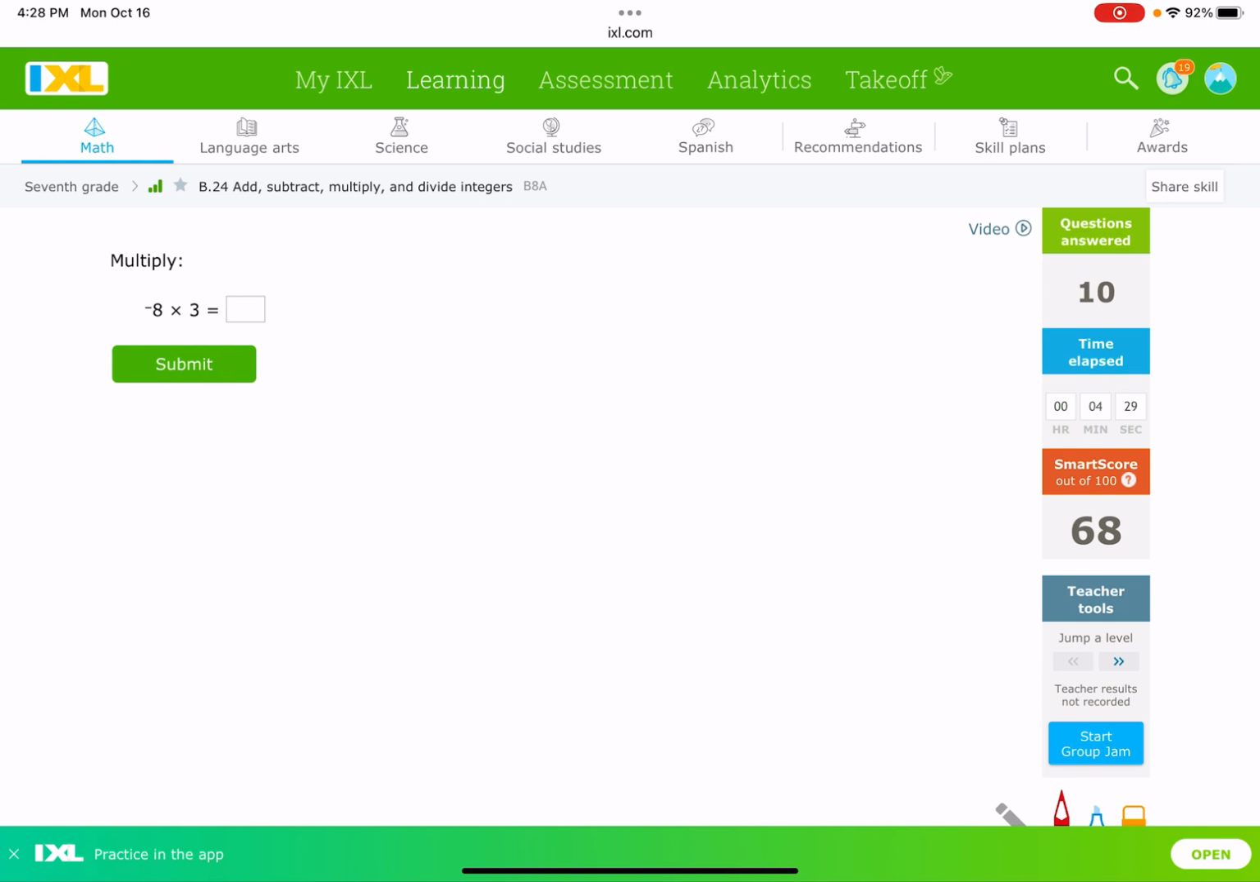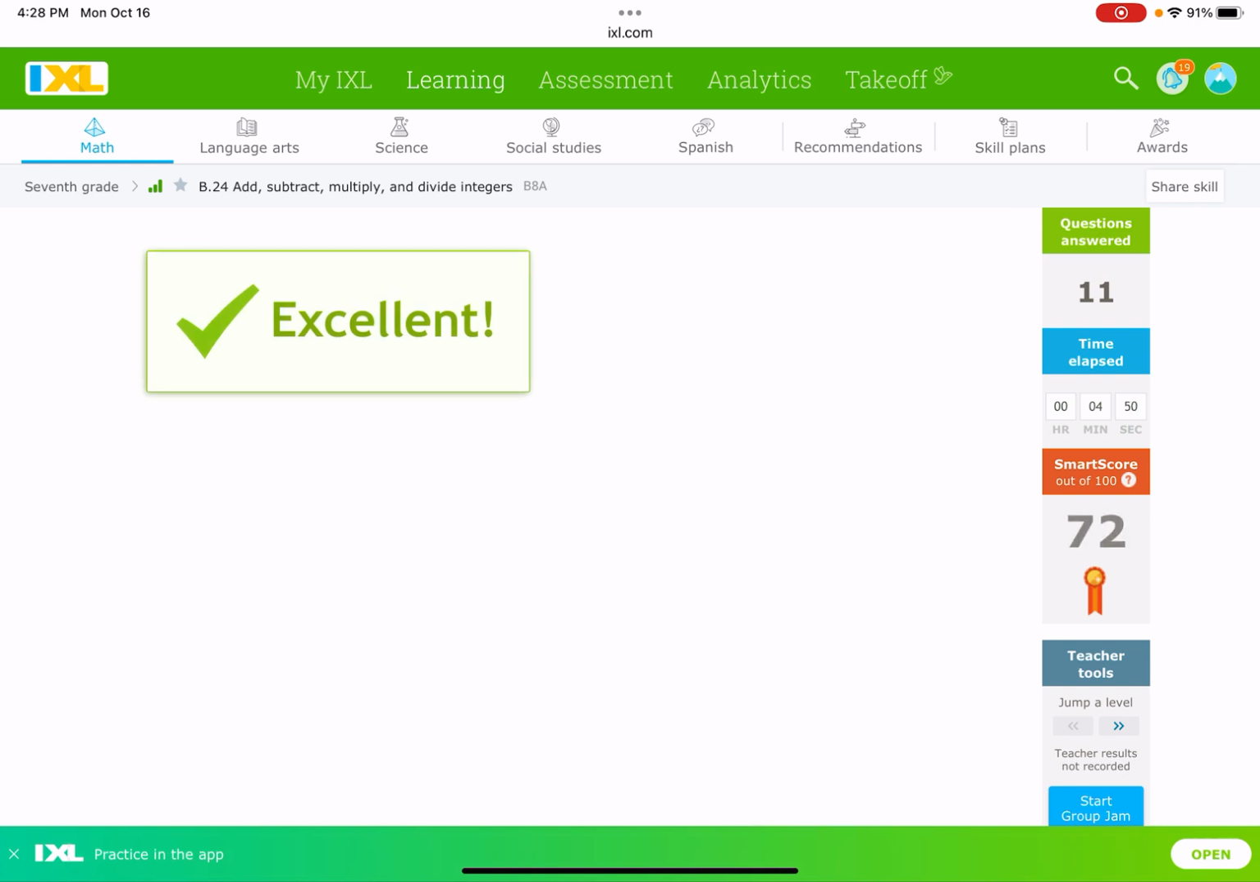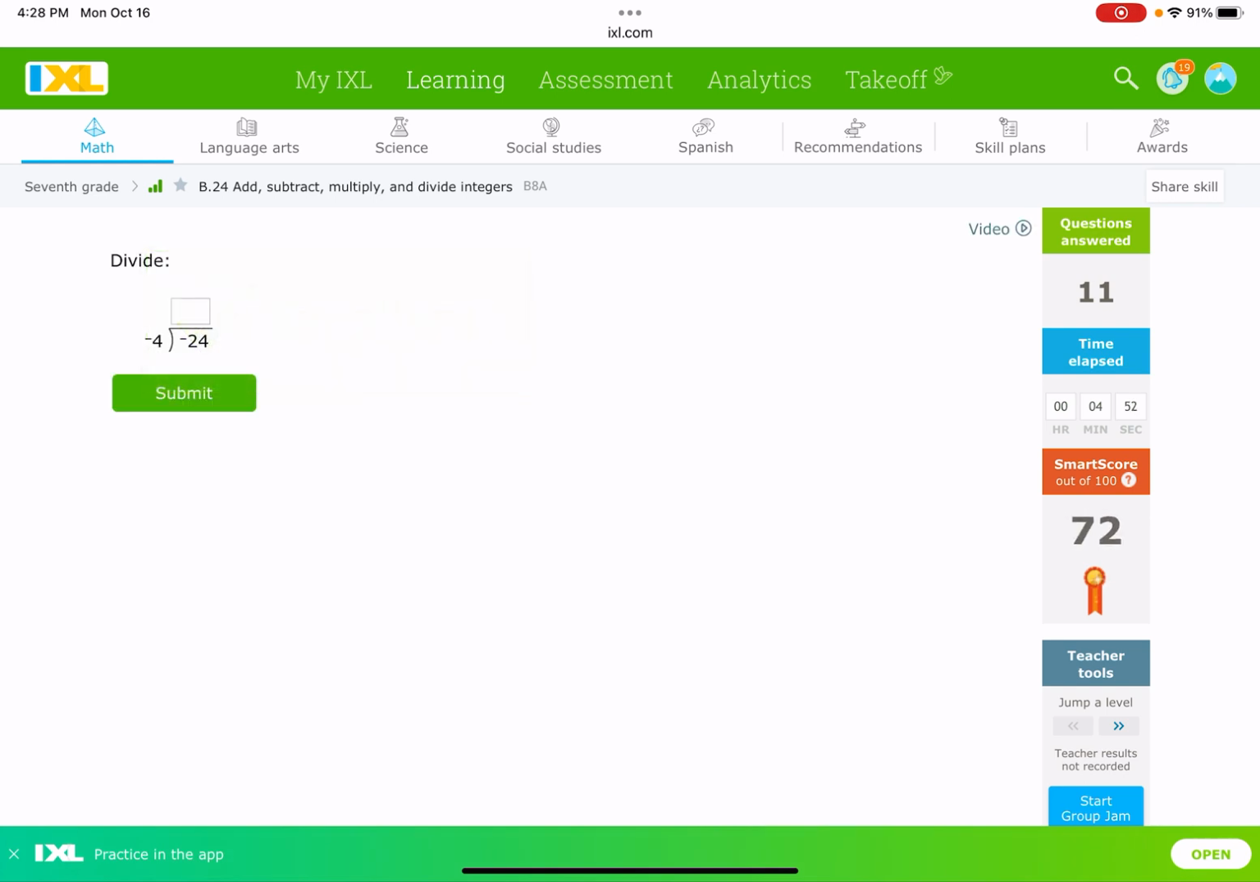Same thing here, I have negative 8 times 3. What I'm doing here is I'm going negative 8 three times, so that would be 24, but because it's negative 8, it'd be negative 24. So a negative times a positive is a negative. A negative times a negative is a positive. The rules are not the same for addition and subtraction though, but they are for division.